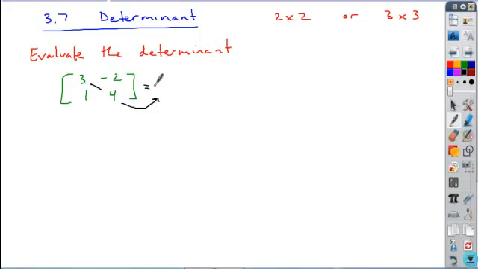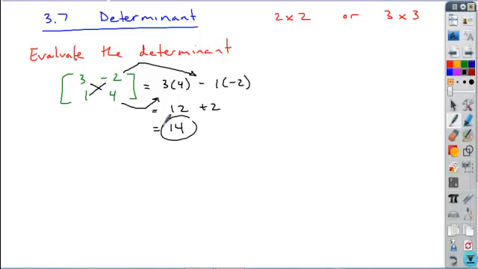So the determinant itself would just be 3 times 4 minus, and then the other diagonal, 1 times negative 2. And so that's going to give you your overall determinant. And so you would get 12 here, and then minus a negative becomes a plus 2, which winds up giving you 14. So if you had to evaluate the determinant, that's all you need to do by hand.